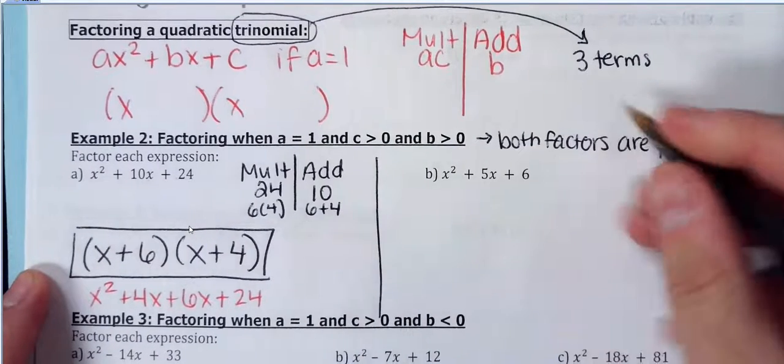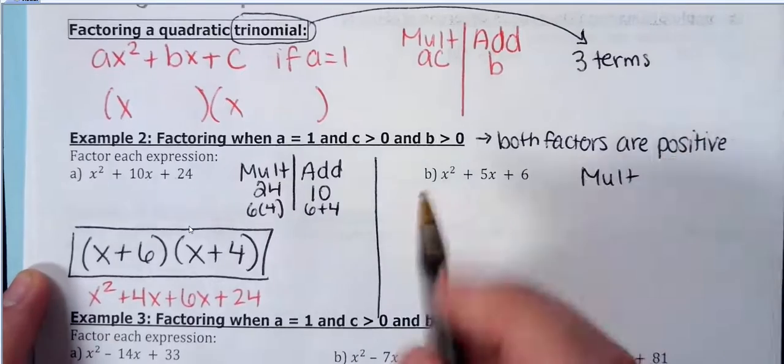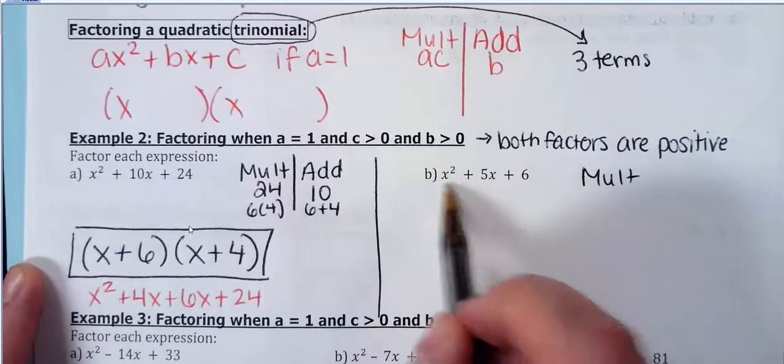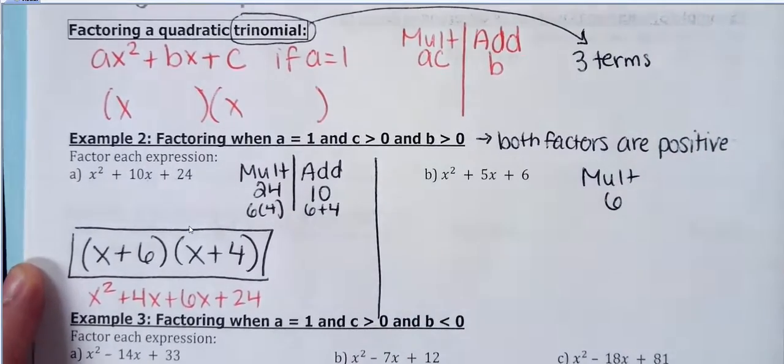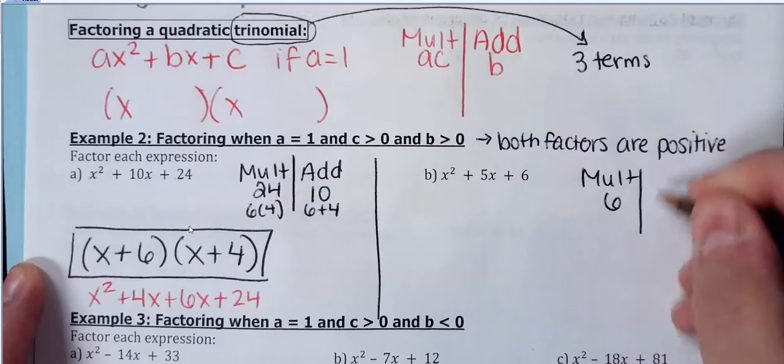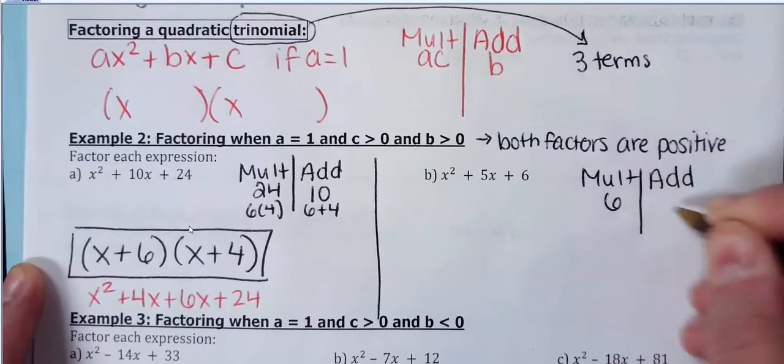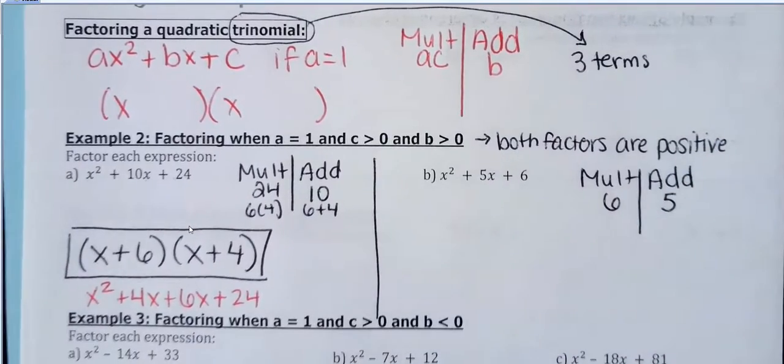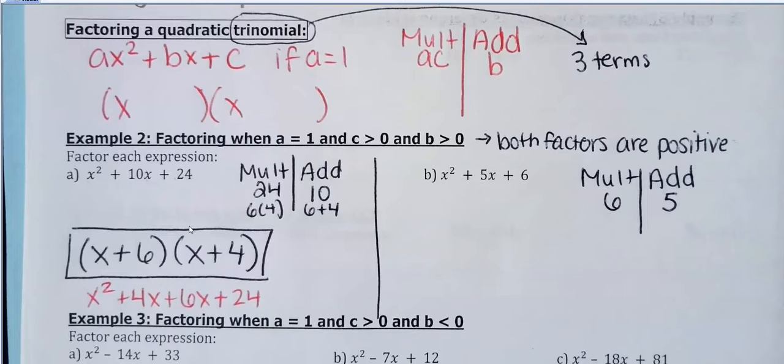So for this one, multiply A times C would be 1 times 6. So I got to find factors of 6. Two numbers multiply, give me 6. Same two numbers would add to get me the number in the middle, which is 5. Can you think of two numbers? If you multiplied them, you'd get 6, but if you added them, you'd get 5.